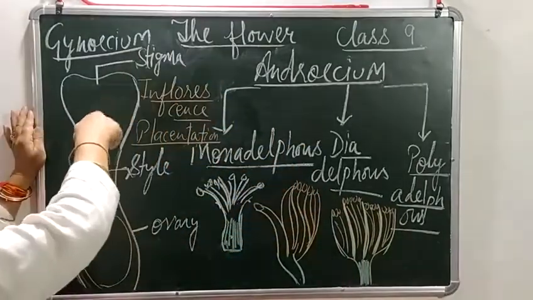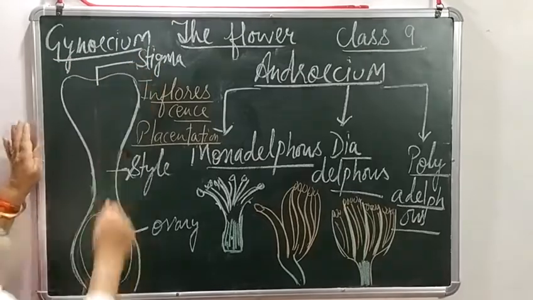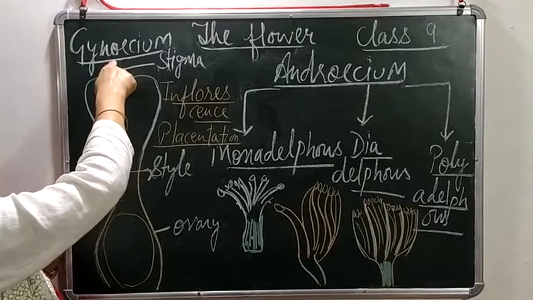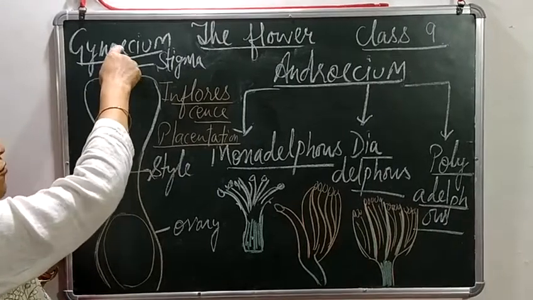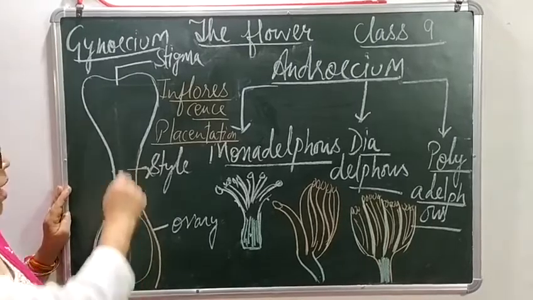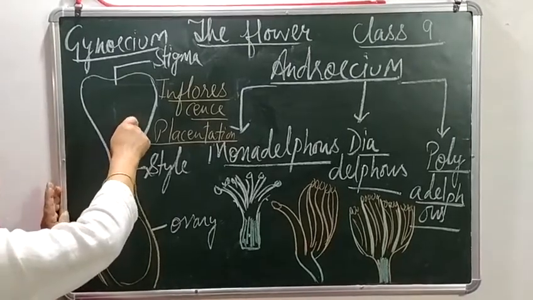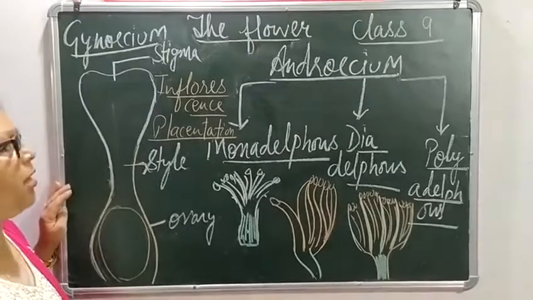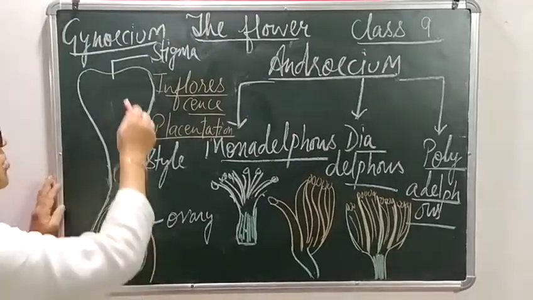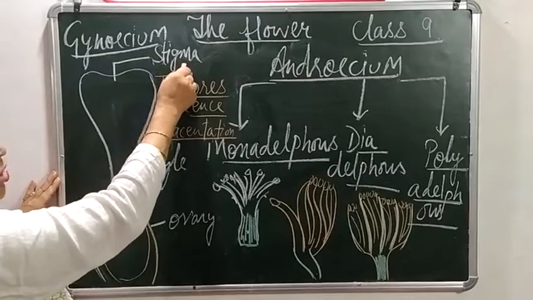Now, fourth whorl is gynoecium. That is female part. Gynoecium is composed of or consists of many pistils or many carpels. Each pistil may have 1 carpel or many carpels. Each carpel has 3 main parts. The upper part is called stigma.